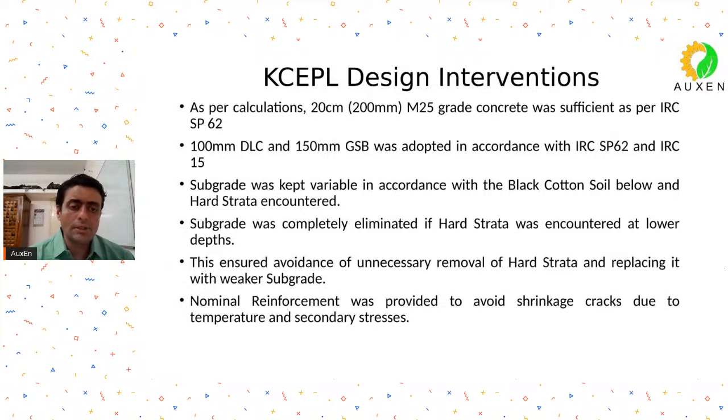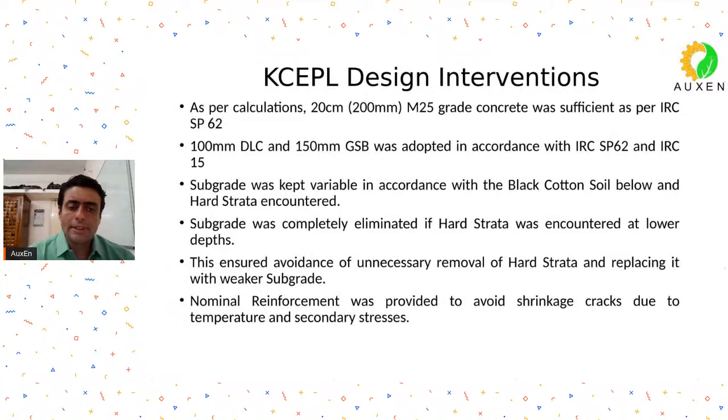So we said that the subgrade can be kept variable, isn't it? As per the black cotton soil encountered, we will keep the subgrade variable, and we will not provide a subgrade where hard strata is encountered. See, there is no point providing a subgrade which is not that tough by removing hard strata. It does not make sense to remove a very hard strata by blasting or excavation and replacing it with a weak subgrade. It just does not make any sense. So we decided that the subgrade will be completely eliminated if hard strata is encountered. And we also provided some nominal reinforcement.